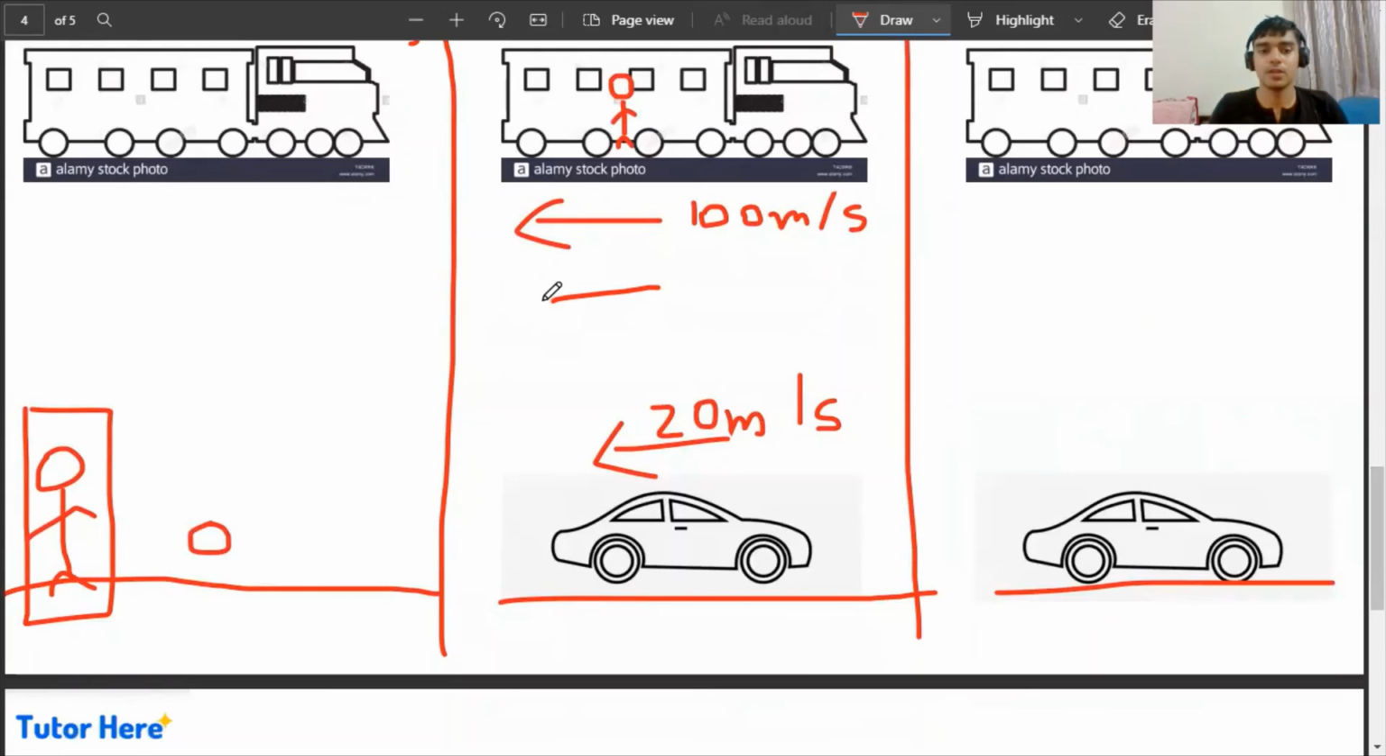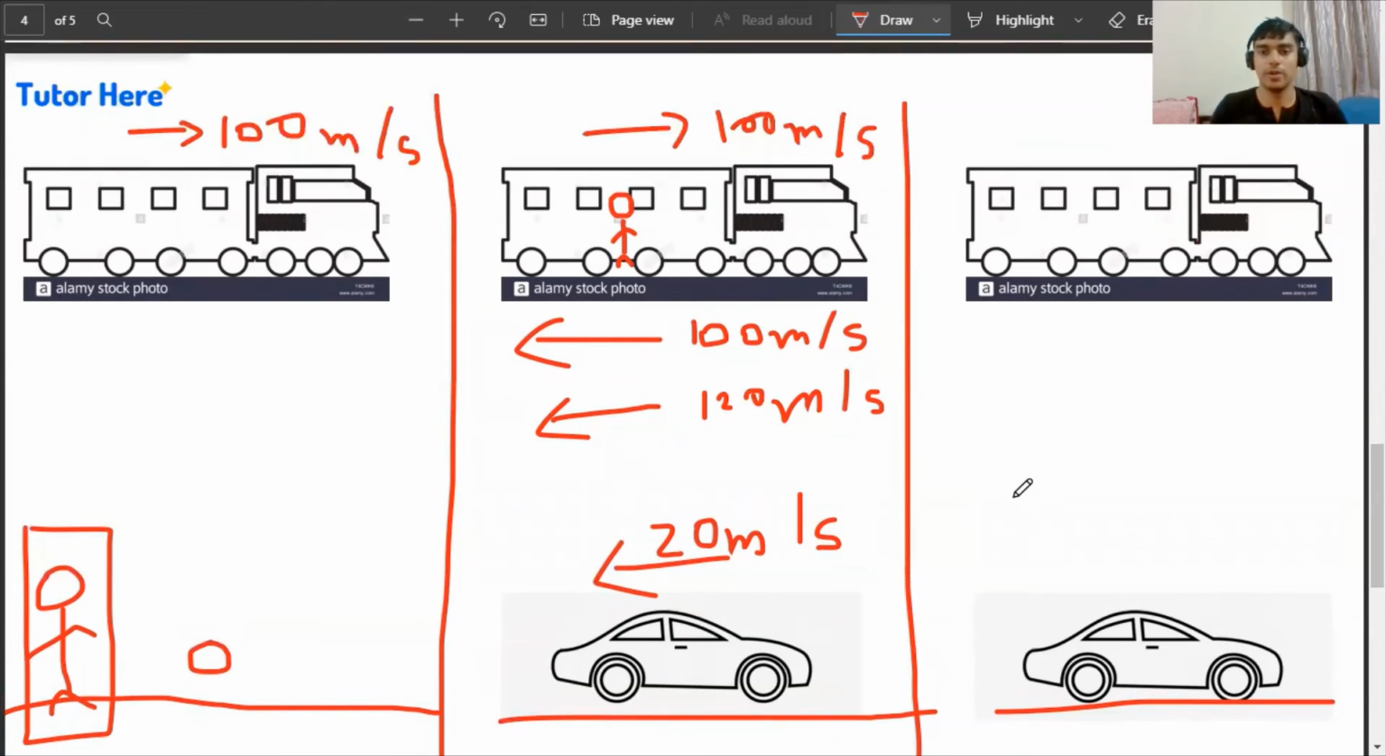So the velocity of the car from the train, if you're sitting in the train, it would be 120 meters per second, all right? And what would be the velocity of the train for you? The velocity of the train would be 0 because you're in the train, all right? Let's do the final case.